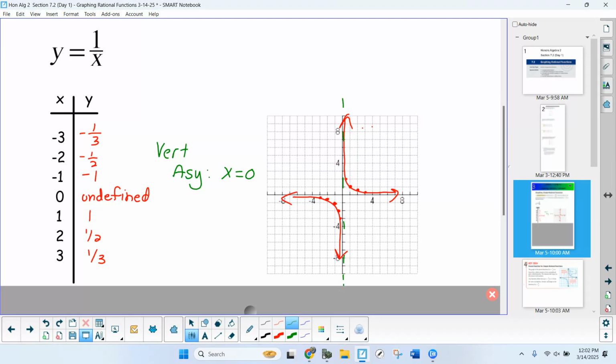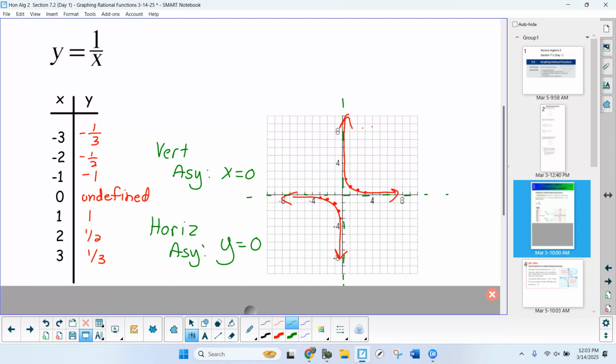We also have a horizontal asymptote at y equals 0. Because we said, no matter how far I go to the left, negative 100, negative 1,000, I am never going to get to 0. And same thing here, no matter how far I go out. If I go out to 8, I get 1/8. If I go to 10, I get 1/10. If I go to 100, I get 1/100. It just gets closer and closer but never crosses. So I have an asymptote.